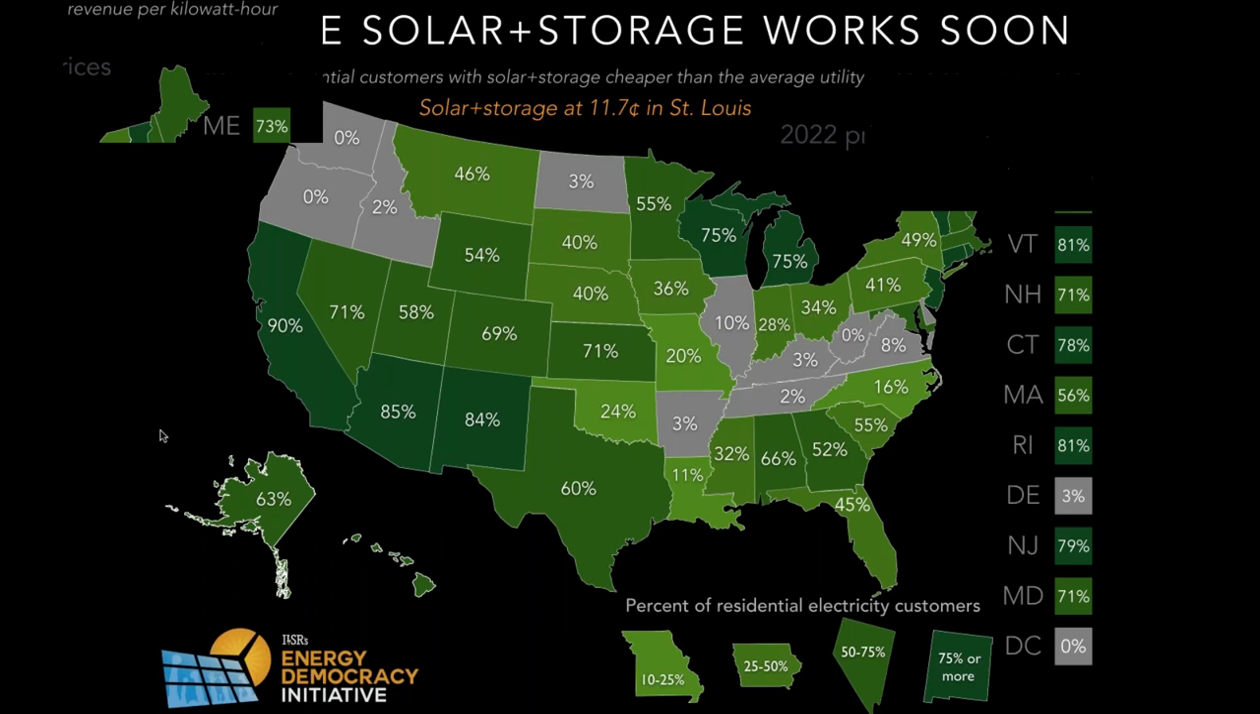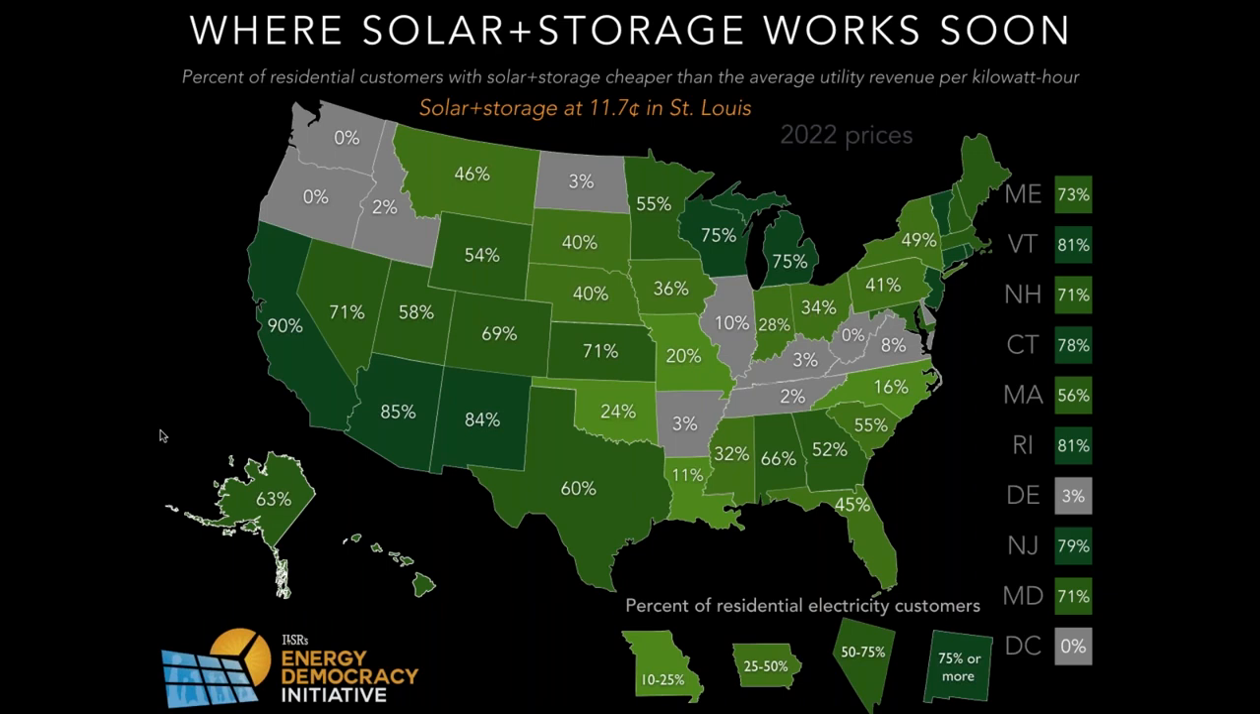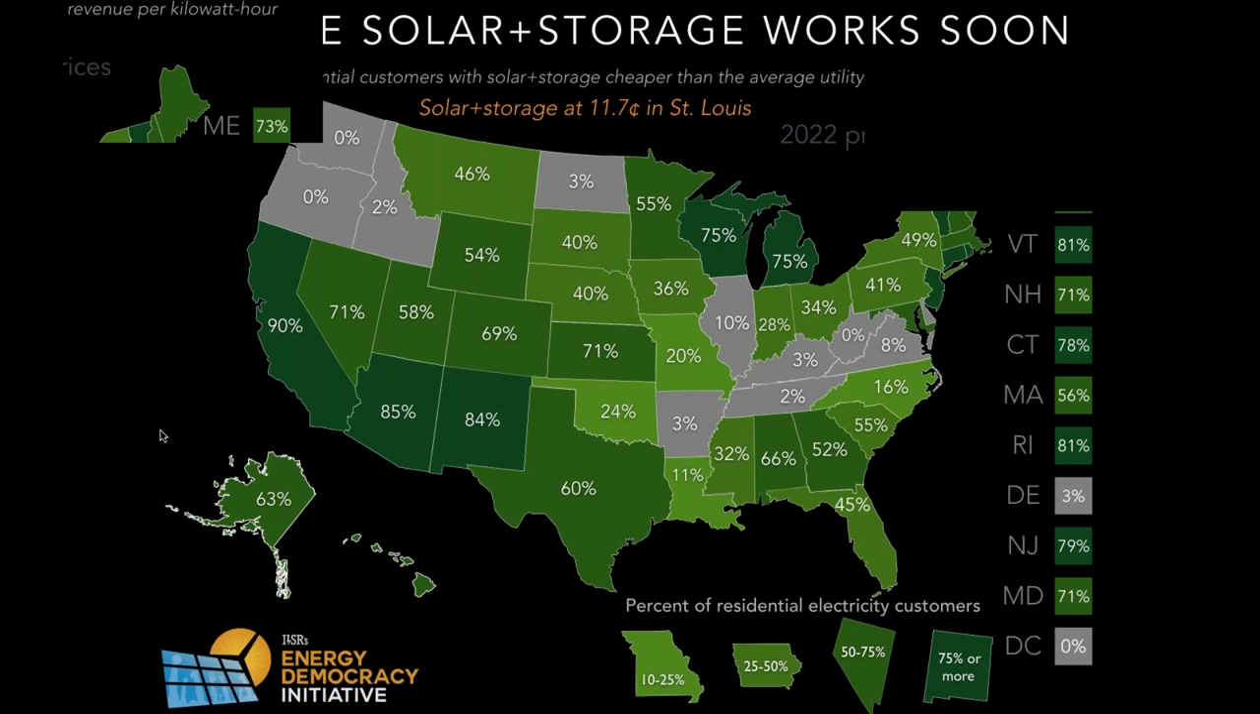And what it meant is that we jumped from about 10 states to about 40 states in which customers now have an economic alternative to the electricity cost imposed upon them by the utility company. And so we're going to have a very meaningful opportunity for customers to make decisions that are good for them financially, that are going to have collectively a very large impact on the grid system. And that frankly is the theme of this entire report and of this presentation.